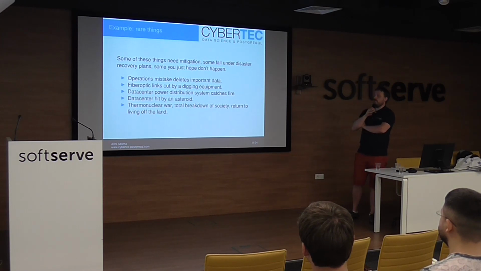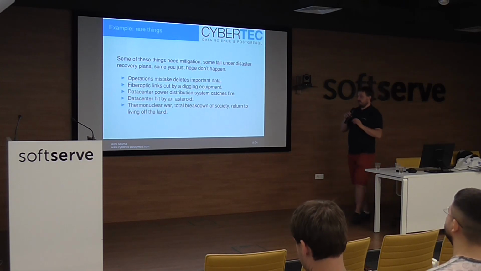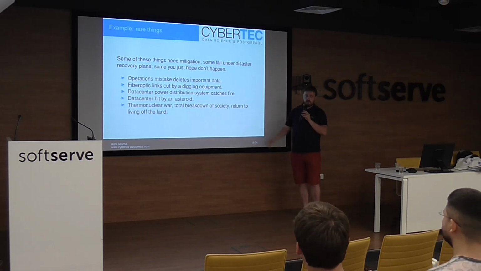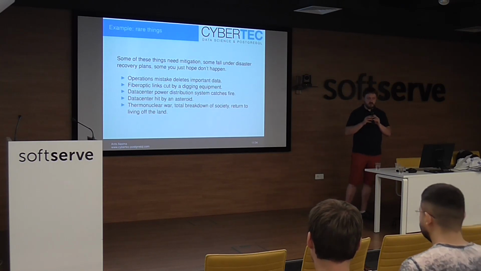Or in a more modern world, AWS is down and your service is down. Maybe it's fine. Half of the internet is down anyway, so you don't care. And if a data center is hit by an asteroid or there is a thermonuclear war, well, there is no civilization, so nobody needs your service anyway. So no point in trying to fix that one. But for something like fiber optic links cut by picking equipment, you maybe want to have a second offsite that you can boot up at short notice.